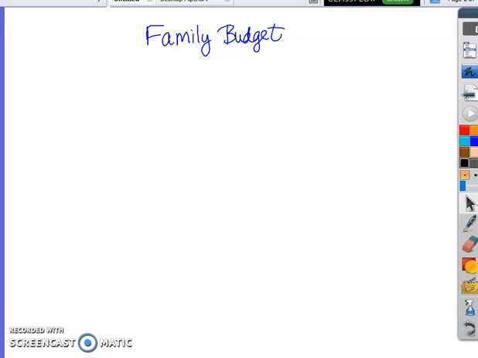Hey guys, we are going to be working on a family budget. So today, the first thing we're going to be doing is looking at categories for a family budget.